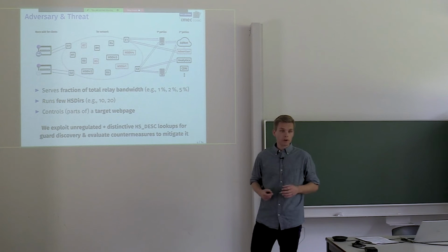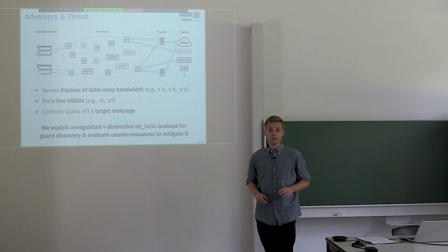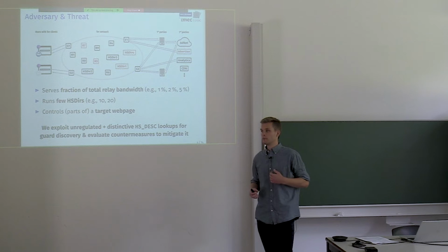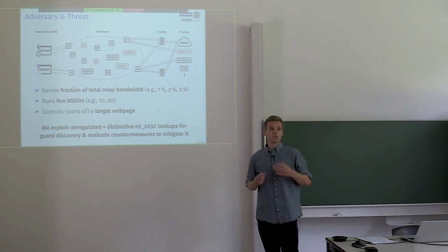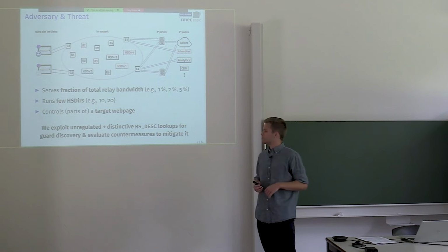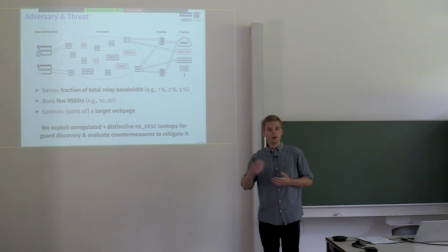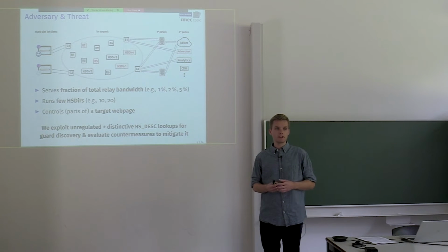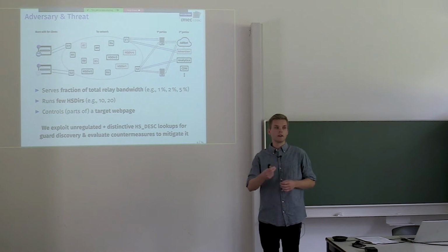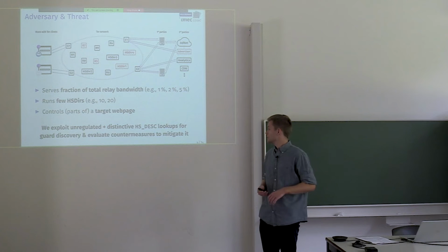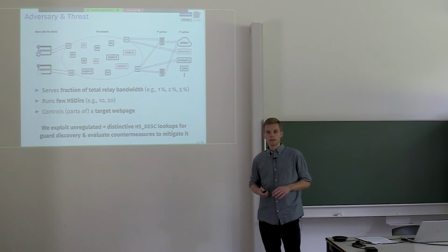And then what we exploit for our attack is that the behavior, as I already explained, of how onion circuits are created by web pages is unregulated in Tor Browser, and that the lookup that is the result of an unsuccessful request for a descriptor is distinctive. So the adversary can use this lookup as a signal that one of their attack lookups is in process. And then we also evaluate a set of countermeasures that can help mitigate our attack.